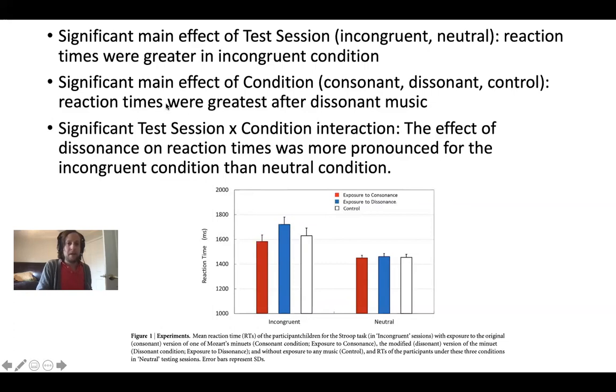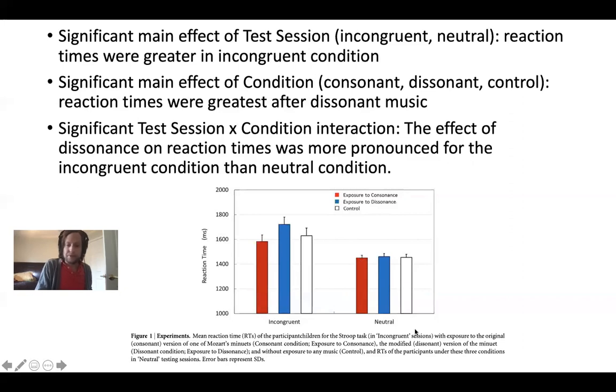a main effect is. The main effect of test session, the main effect of condition, the significant test session by condition interaction. And I kind of explain what each of these things means. I'll focus right now on this test session by condition interaction, which you can see here. You look at this cluster right here, and you compare it to this cluster right here. And for the neutral cluster right here, I would basically say there does not seem to be an effect of the type of music. So remember, the type of music is whether it's consonant music, dissonant music, or silence.